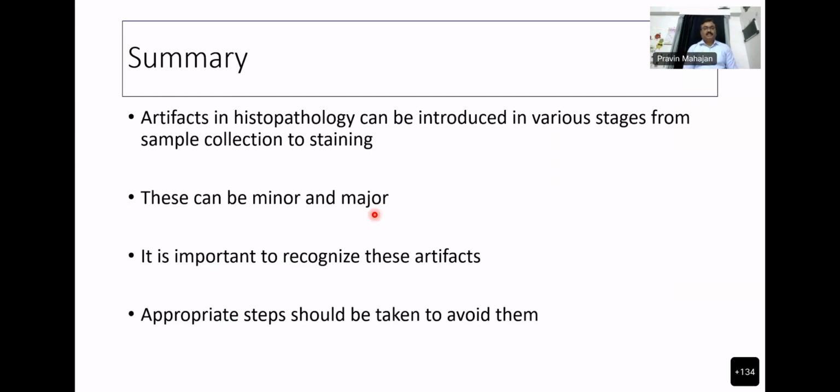To conclude, artifacts in histopathology can be introduced at various stages, right from when the sample is collected till the end result of staining. These artifacts can be minor and major. A major artifact like a cauterization artifact or freezing artifact can be very severe, rendering tissue completely useless for diagnosis. So it is important to recognize artifacts so that you can avoid them. You can take remedies to avoid them. So I will conclude my talk with this, and I'll be happy to take questions. Thank you.